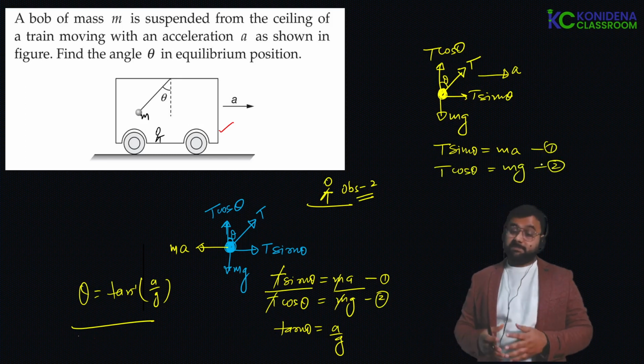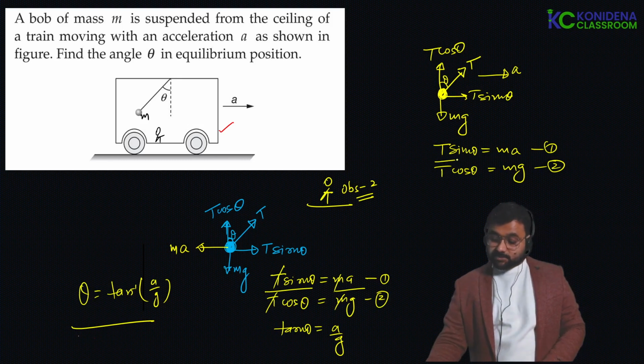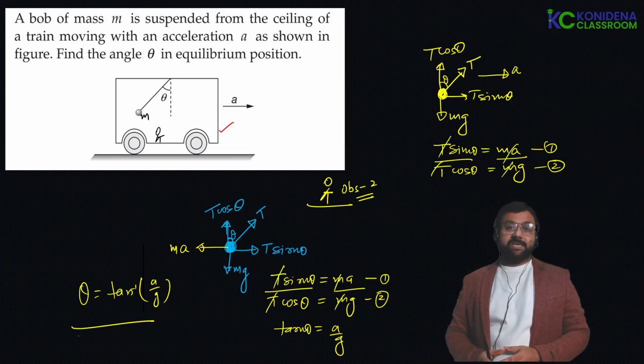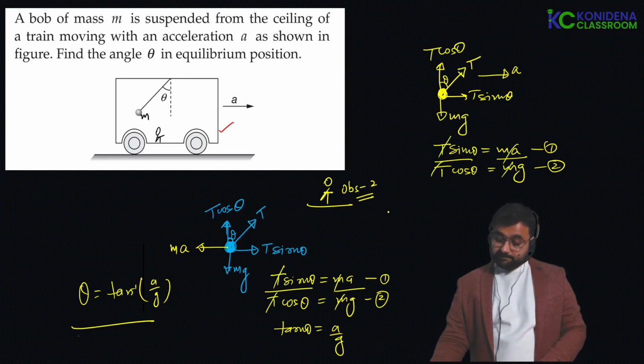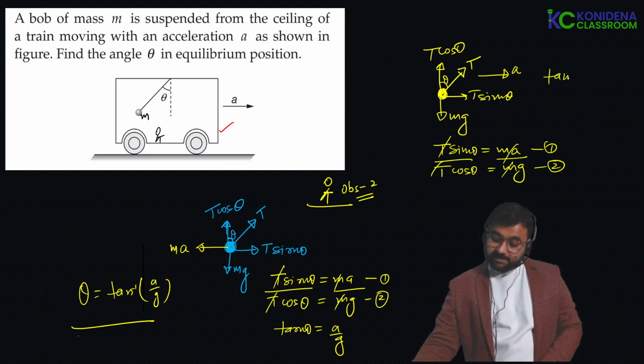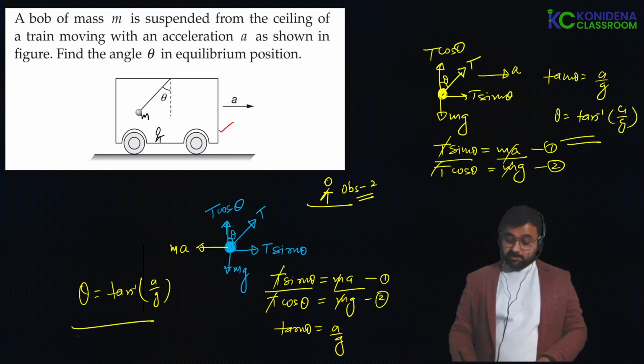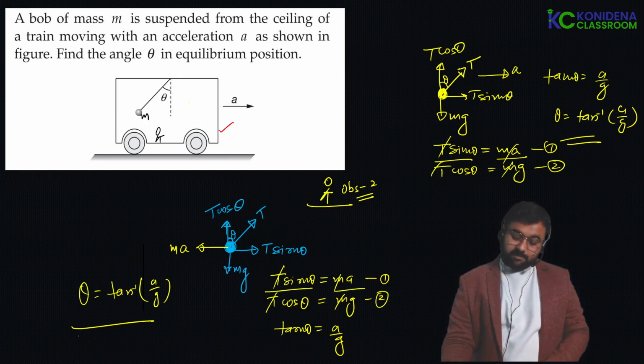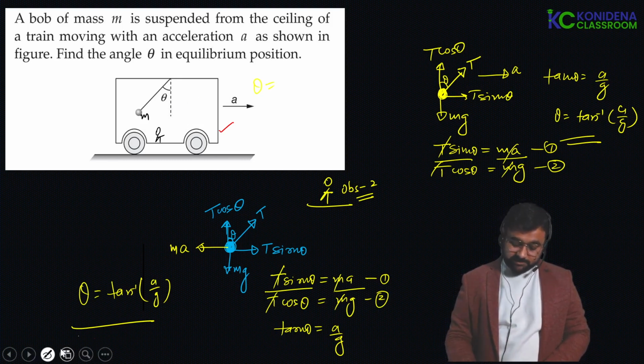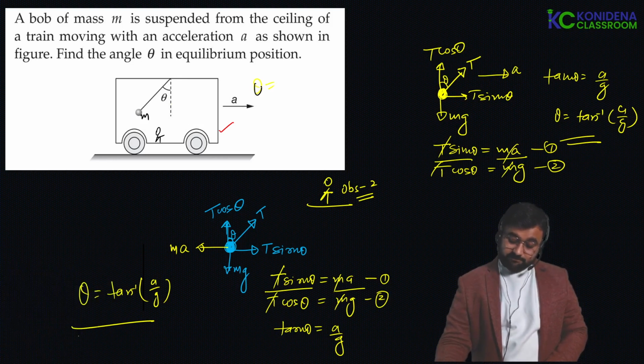So you can see here we have the same equations. Again, when you divide, T and T get cancelled out, m gets cancelled out, and we get the same case again. So here also tan theta is going to be a over g. That means theta is tan inverse of a by g. So that's the answer, right? So the theta subtended by this bob, in both the cases we got, is tan inverse of a by g. Theta is tan inverse of a by g.